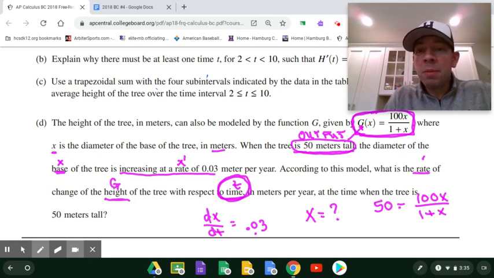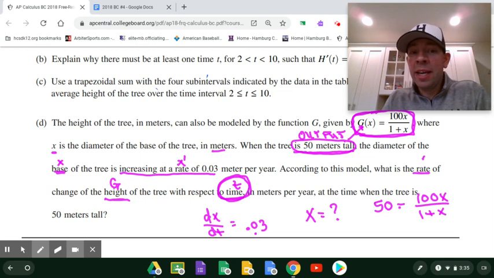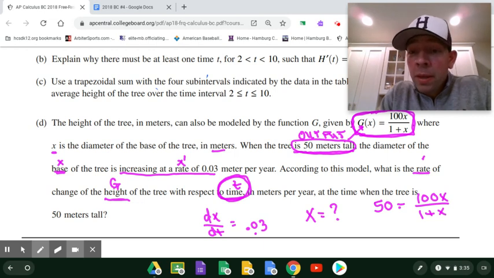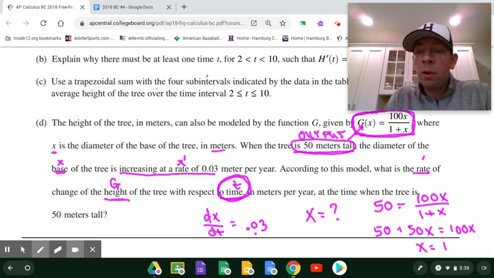A common mistake is substituting the 50 itself in for x. But again, x is the diameter, and 50 in this case is not the diameter of that tree. That'd be one big tree. So cross multiply, I get 50 plus 50x equals 100x. Subtract 50x over, divide by 50, you'll get x equals 1. So at this particular moment, the diameter is only 1 meter.